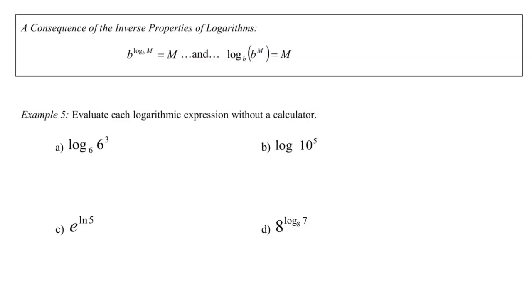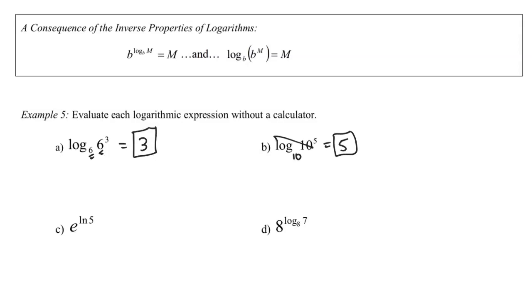And so for letter A, log base 6 of 6 raised to the third power, I notice that the 6 and the 6 are the same base. And so therefore this is just equal to that exponent, which is 3. Now in letter B, you don't have a number that's representing the base, but it's log, so that means that it's common logarithm, base 10. And so log base 10 of 10 to the 5th is just going to equal 5, since log base 10 of 10 will cancel.